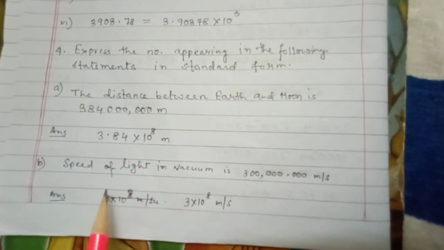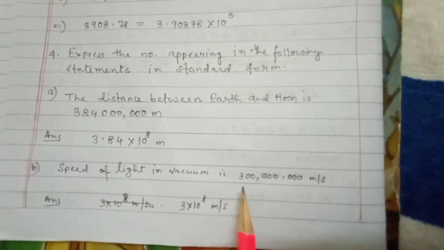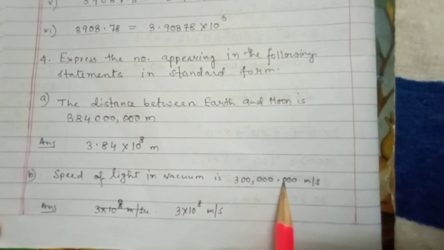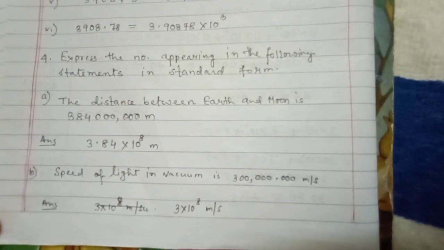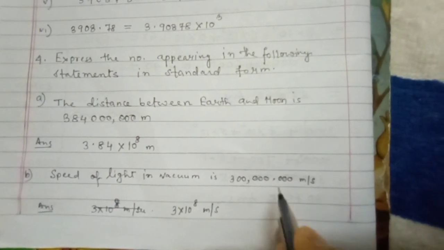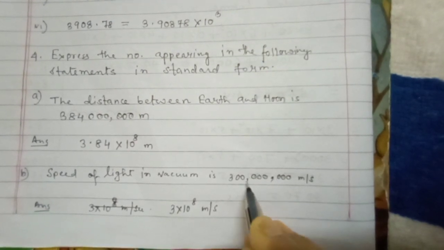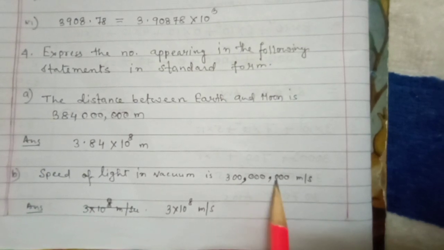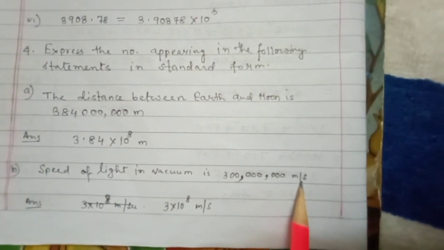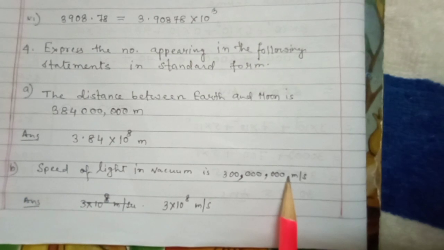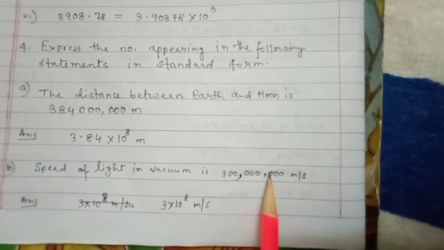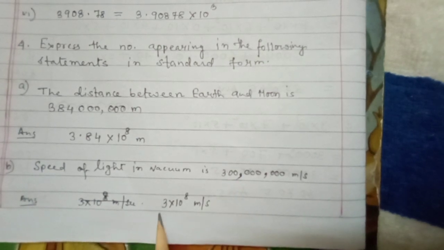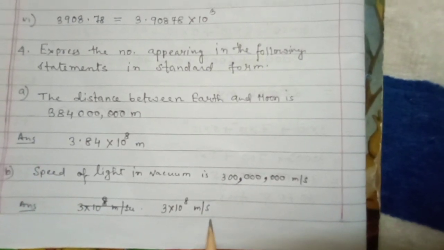In the same way, the speed of light in vacuum is 3,000,000,000 meter per second. See, 1, 2, 3, 4, 5, 6, 7, 8. This is only a comma. So how many places? The decimal point will move 1, 2, 3, 4, 5, 6, 7, 8. So 3 into 10 to the power 8 meter per second.